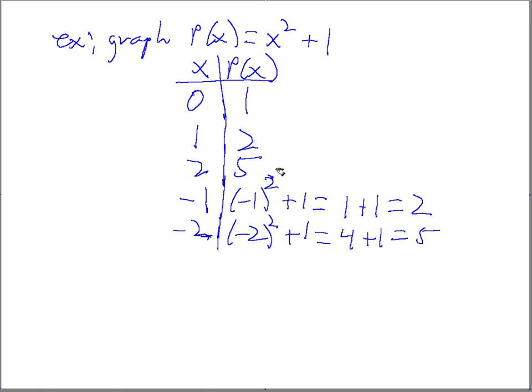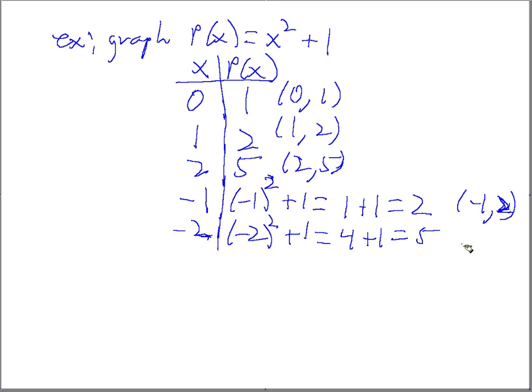All right, so that's enough values here, but let's plot these ordered pairs. Because these are 5 ordered pairs: 0, 1 on the rectangular coordinate system, 1, 2, 2, 5, and so on. So we can plot these ordered pairs. Let me write these too: negative 1, 2, and also negative 2, 5. Let's plot these 5 ordered pairs and see what it looks like here on the grid.